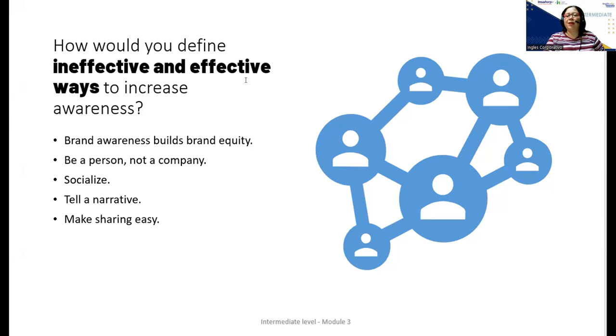And then the ineffective. Well, ineffective, we think of something that is not capable, right? Maybe something that is not efficient. Yeah, something that doesn't perform as we expect, okay? Then what about an effective way? Well, an effective way will be one that is successful, one that produces what we really expect, right? So let's see. Well, the brand awareness builds brand equity, okay?